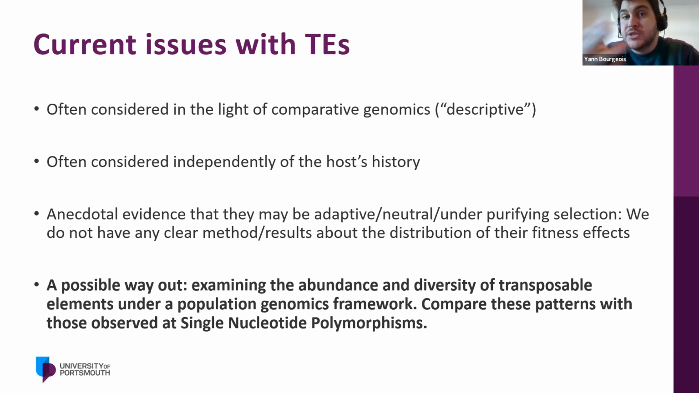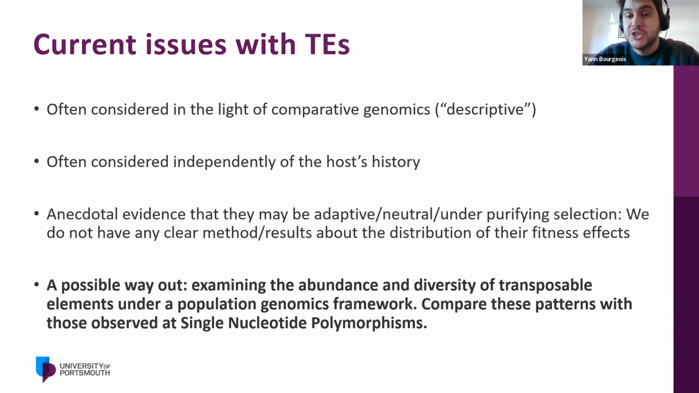We also have evidence that a lot of them behave in a way that's consistent with neutral expectations from a population genetics perspective. And actually, since we often consider them as genomic parasites because they insert anywhere in the genome, they often disrupt the function of genes, they are deleterious, and they are often found under purifying selection. But we don't necessarily know exactly what's going on in terms of the relative abundance of these different categories.